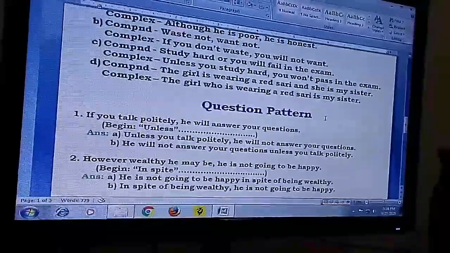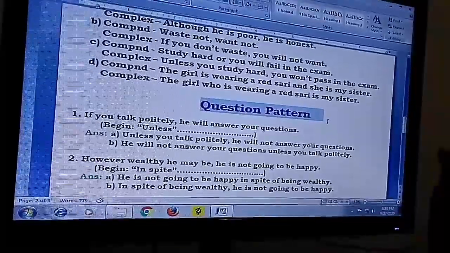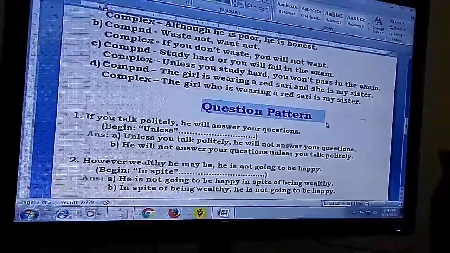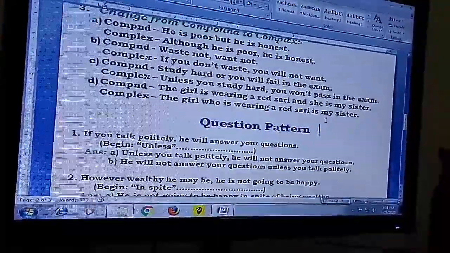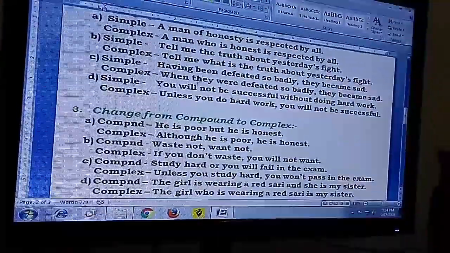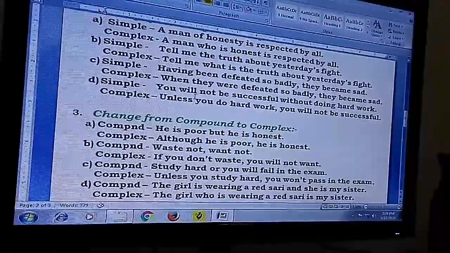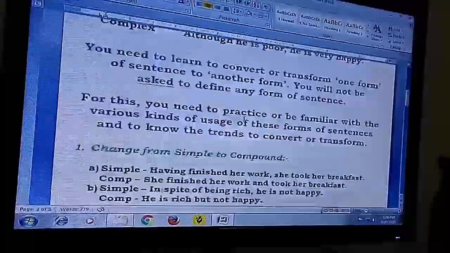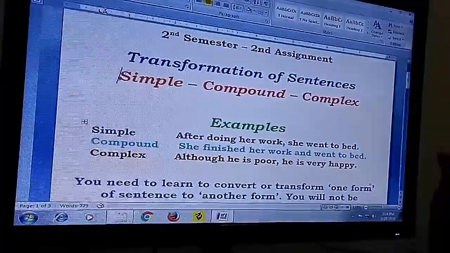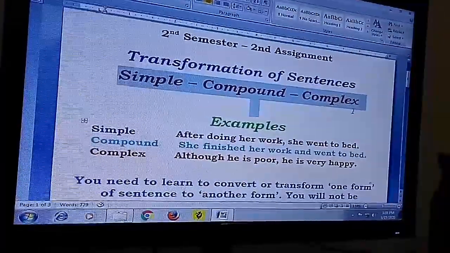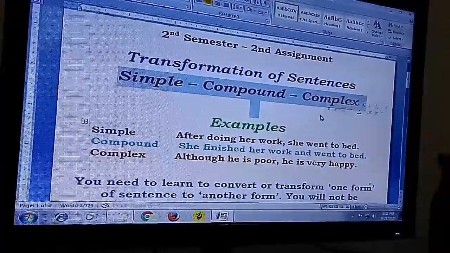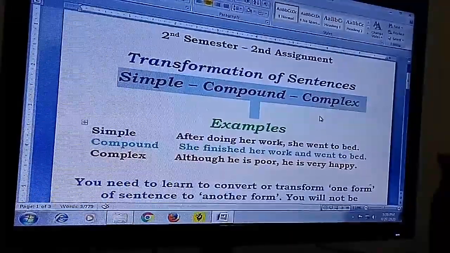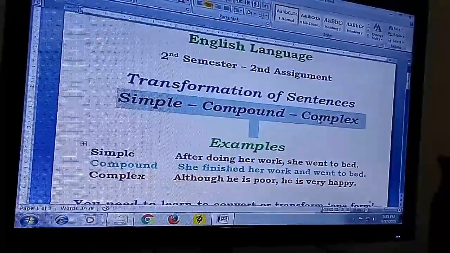As we said, you cannot solve the question pattern and go into it unless and until you have done these, the ABC or ABCD of this particular grammar part. We are discussing the interchange of simple, complex and compound. These names are not asked in the exam, but the forms are asked in the exam.